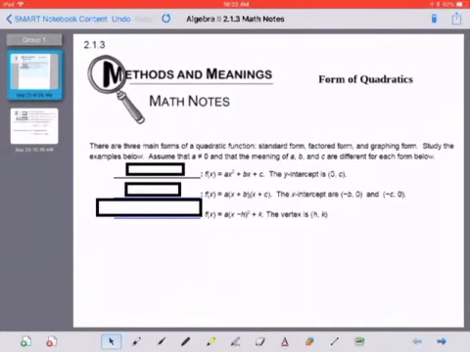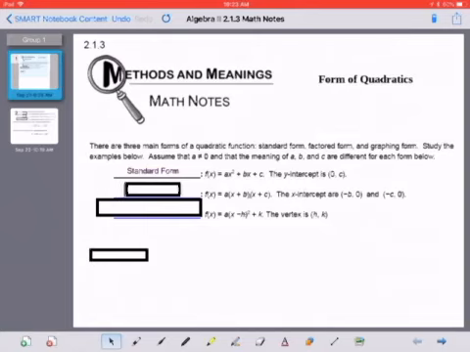The math notes for section 213 are on forms of quadratics. There are three main forms of quadratics: standard form, factored form, and graphing form. Study the examples below. Assume that a is not equal to 0, because if a is equal to 0, it's not a quadratic, and that the meaning of a, b, and c are different for each form below.